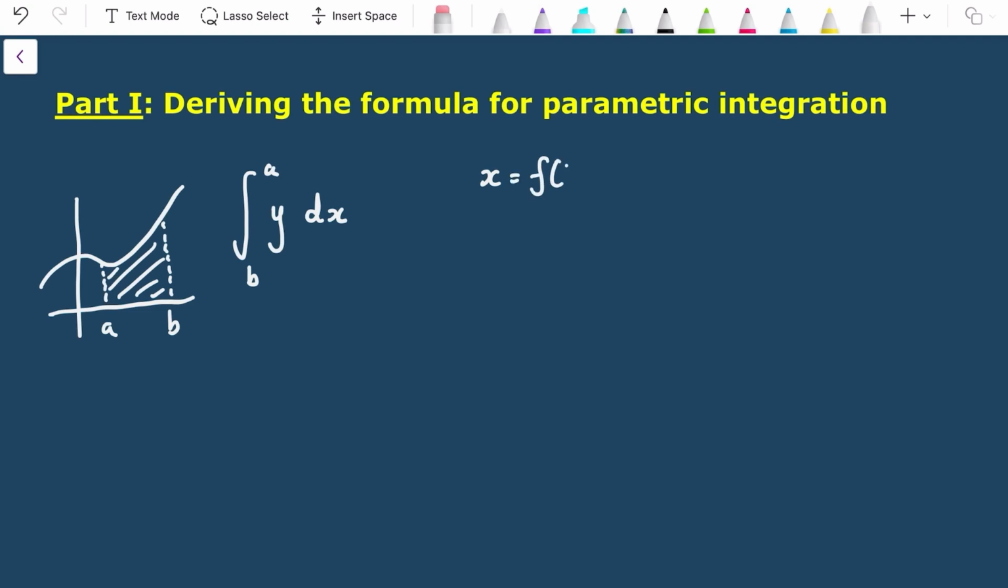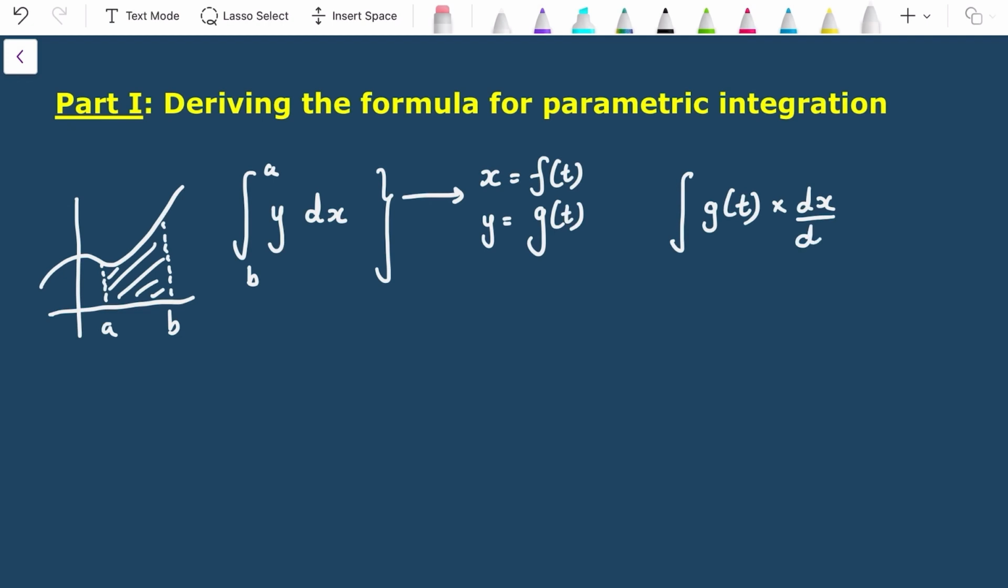that x is a function of t. We also know that y is a function of t. And so in order to deal with this, we want to be able to rewrite my integral formula in terms of these parametric equations. So we're simply going to say, well, I'm going to integrate a function which normally would be y, so g of t, and I'm going to multiply that by dx dt, and I'm integrating with respect to t because we have parametric equations.